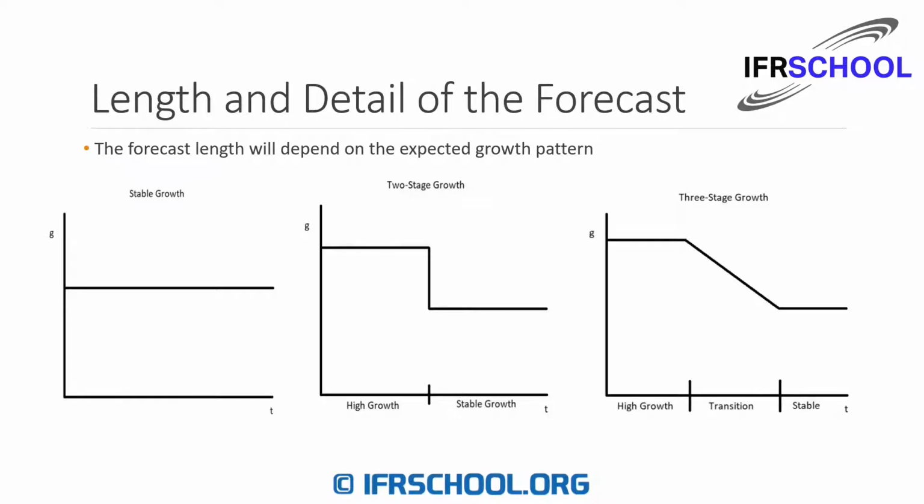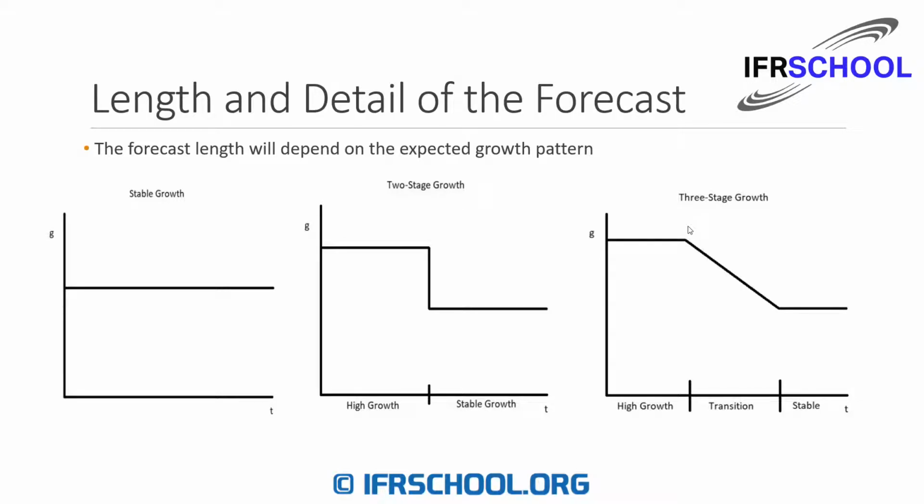When selecting a forecast period, we have to decide on the length of the forecast period. The length of the forecast period will depend on the expected growth pattern within the company. If the company is expected to have stable growth, then we may be better off using some sort of perpetuity to value the company. However, if the company is expected to have non-constant growth, our forecast period needs to be long enough to reach a point in time where the company has reached a steady state.